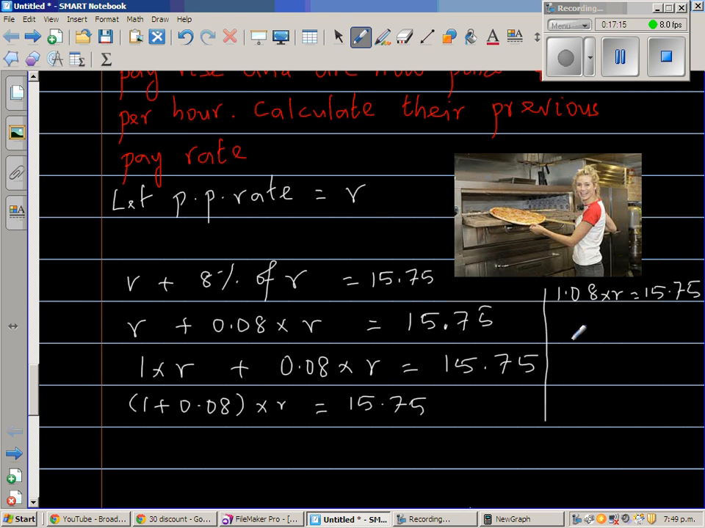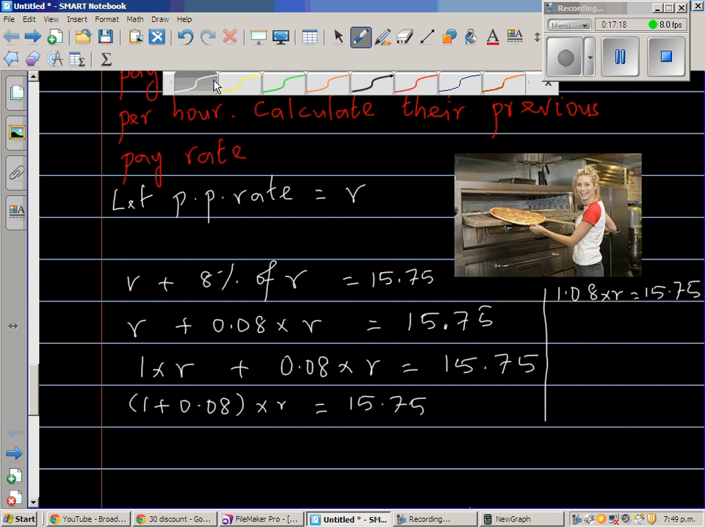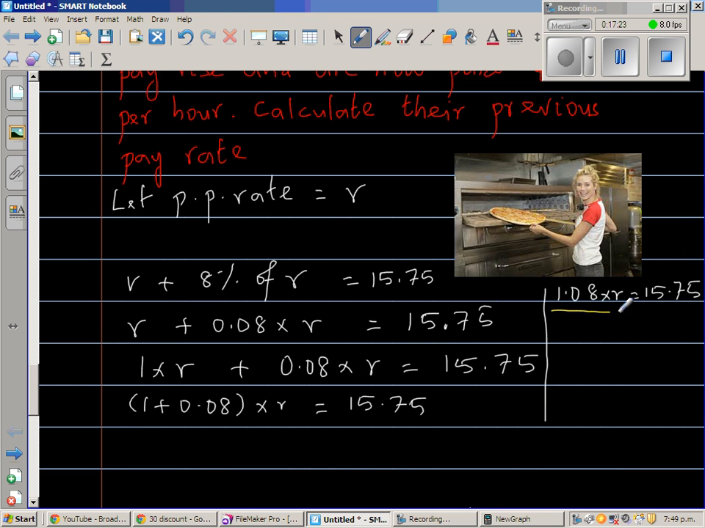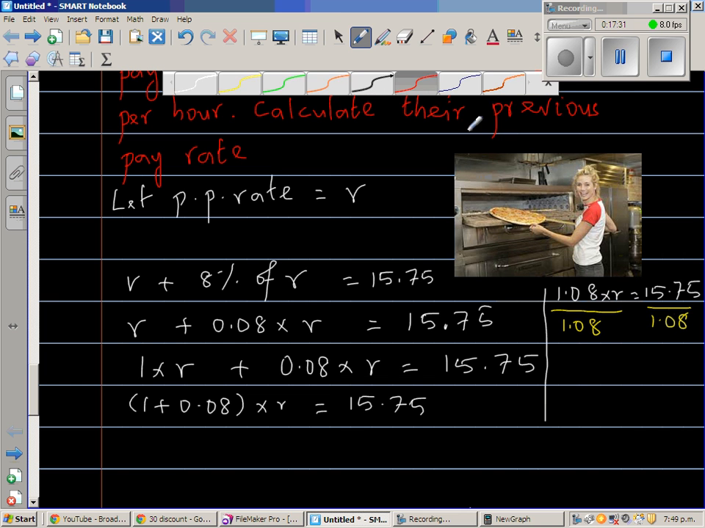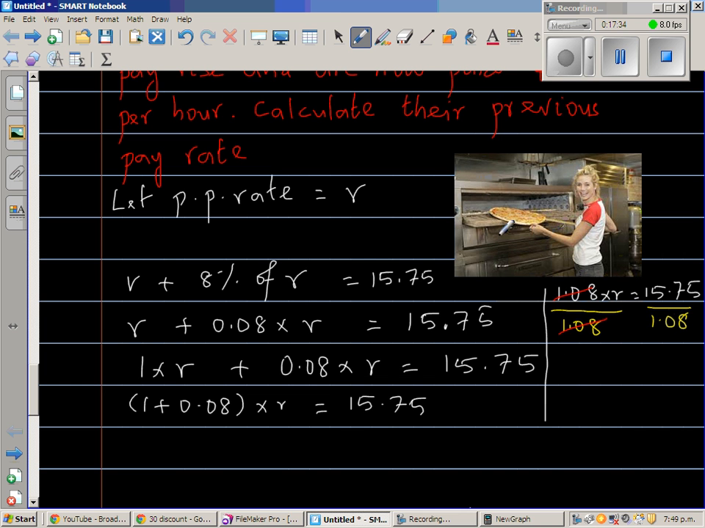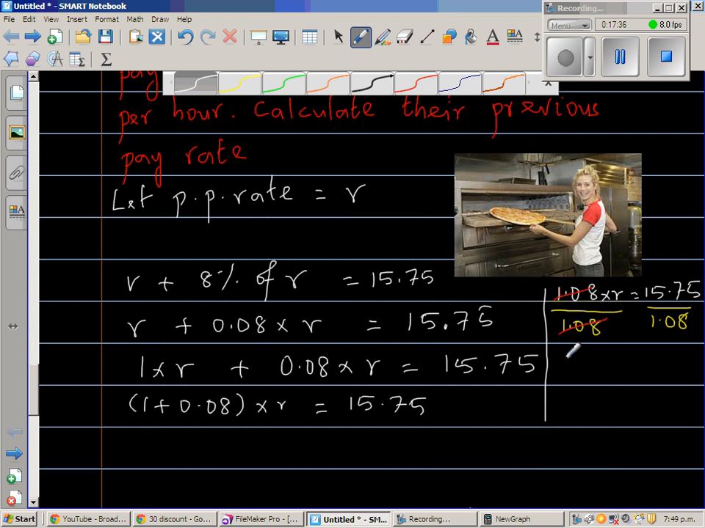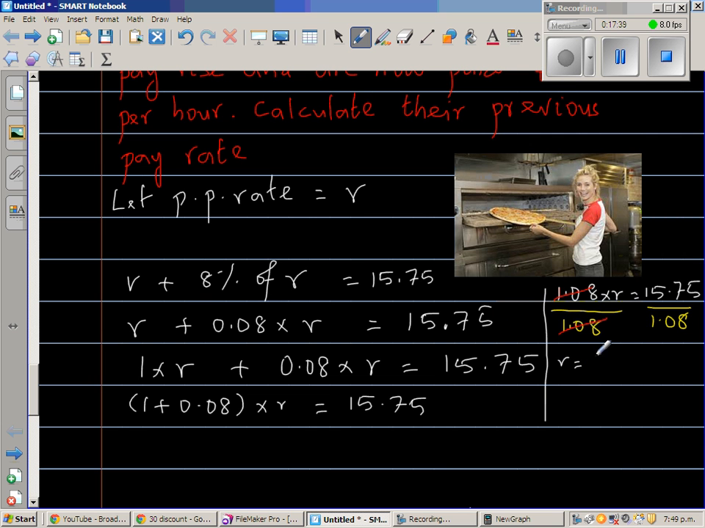So I want to get rid of this 1.08, because I want to get only R on the left hand side. So I'm going to divide this side by 1.08. So I'd also divide this side by 1.08. So what happens? 1.08 and 1.08 get cancelled. So what remains on the left hand side is R is 15.75 divided by 1.08. And this is where students don't understand why you divide by 1.08. You can get the answer only by this method.